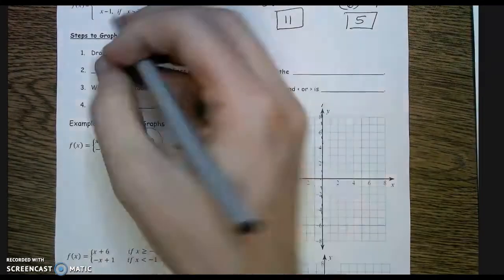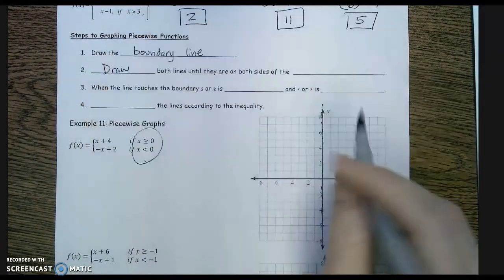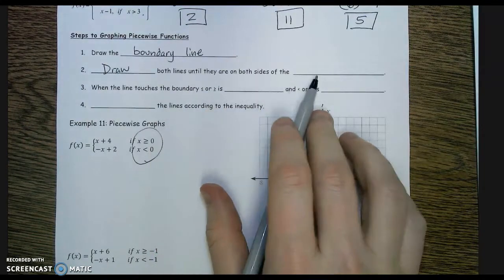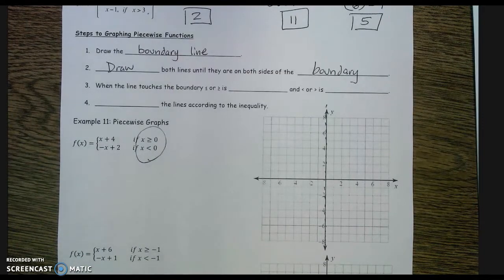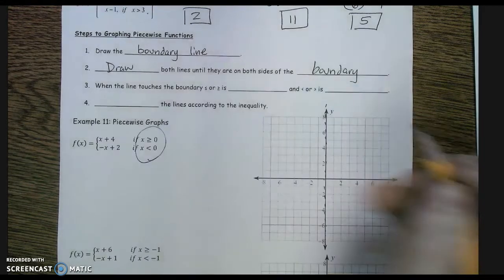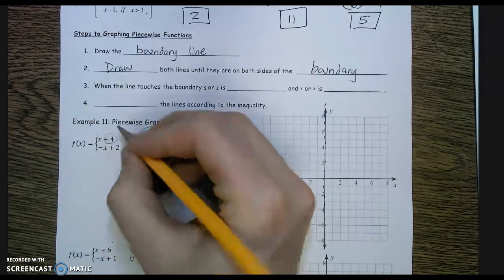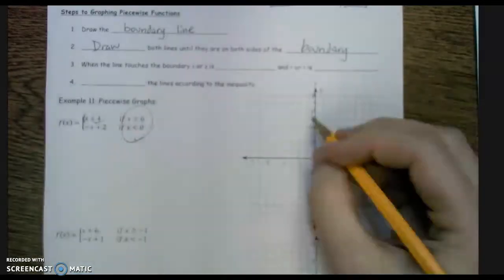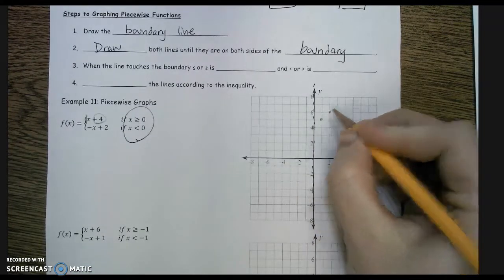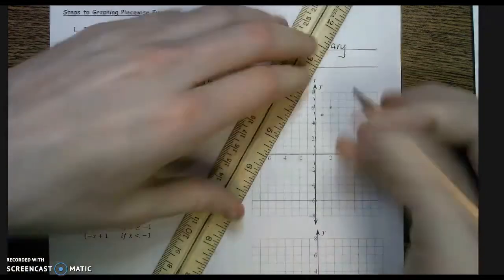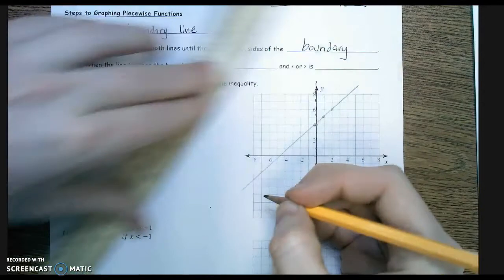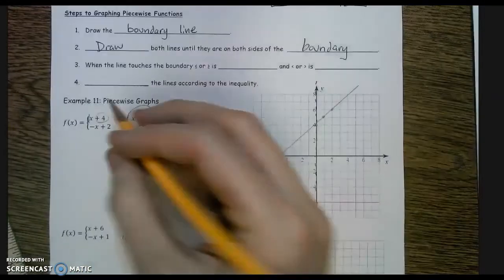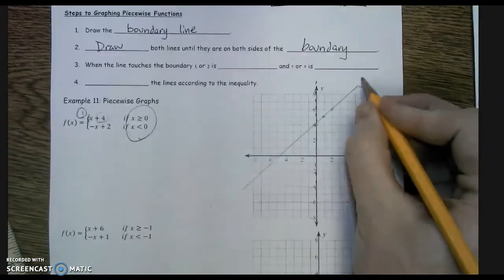2, we're going to draw both lines, or sketch both lines, until they're on both sides of the boundary line. Now, you need to do this part with a pencil, because we're going to erase part of these lines. So I've got x plus 4. Let's graph that. It's got a y-intercept of 4 and a slope of 1. So we're starting at 4, going up 1 over 1. And so you graph that, and we're going to graph it so that it crosses the boundary and goes through the entire graph. Go ahead and do it lightly, because part of that is going to be erased.